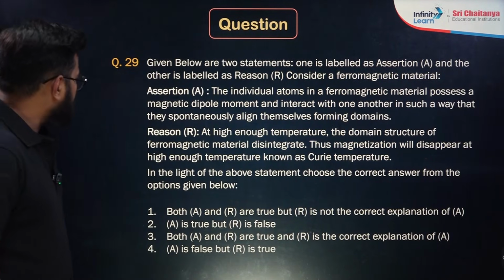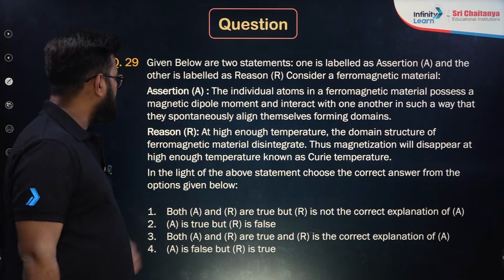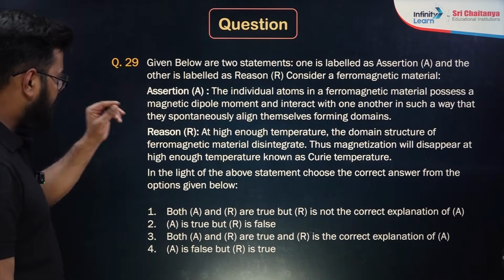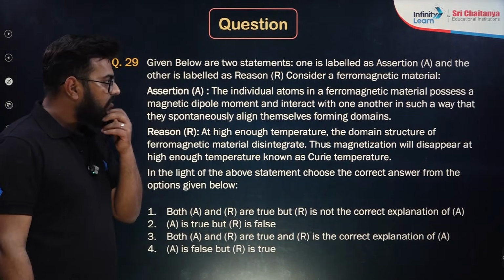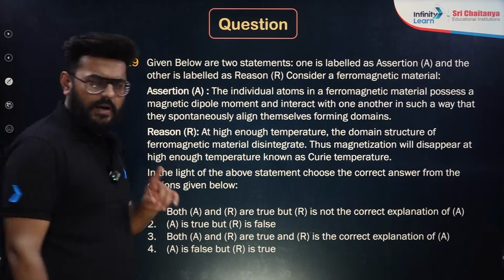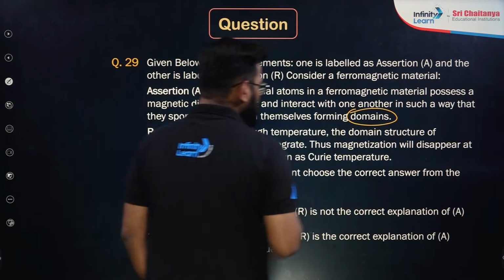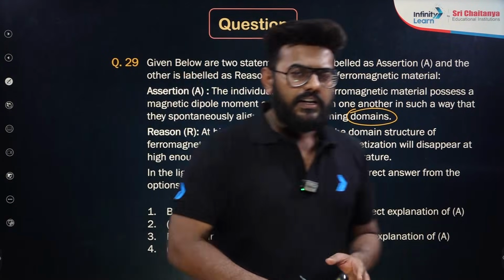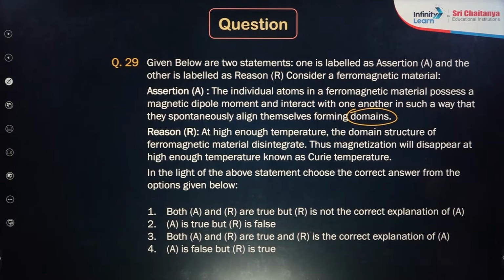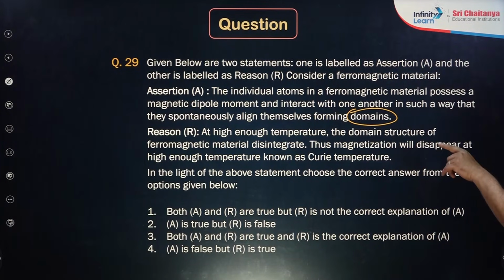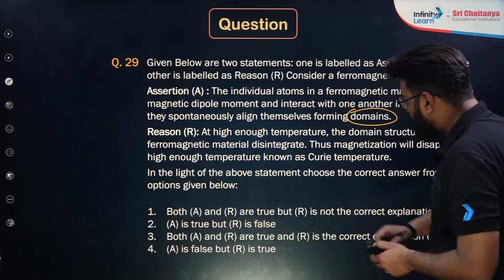Now, this is an assertion reason problem. So here it is given, the assertion is, individual atoms in ferromagnetic material possess a magnetic dipole moment and interact with one another in such a way that they spontaneously align themselves, forming domains. This is absolutely correct. There are domains which are created in ferromagnetic material. That is the reason behind their excessive amount of magnetic properties. At high enough temperature, the domain structure of ferromagnetic material disintegrate. Thus, magnetization will disappear at high enough temperature, known as Curie temperature.